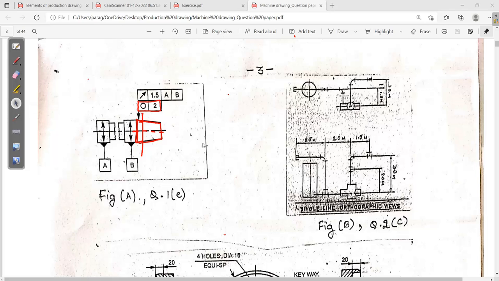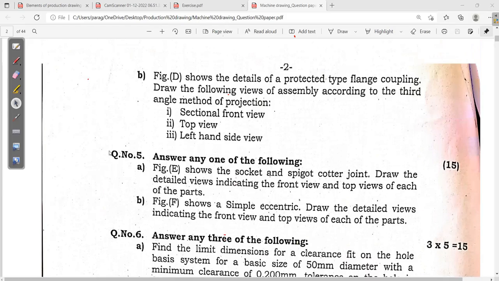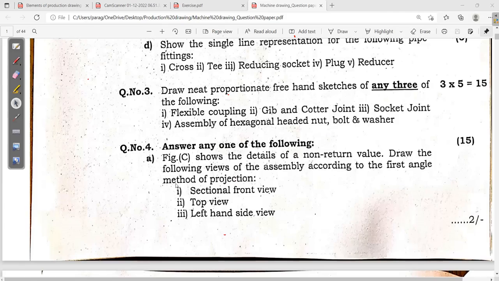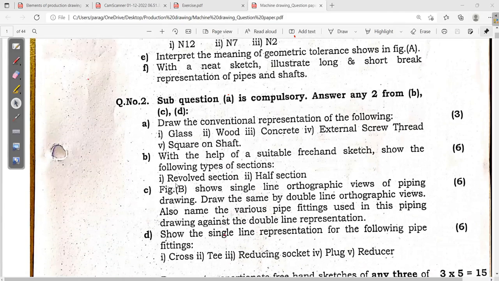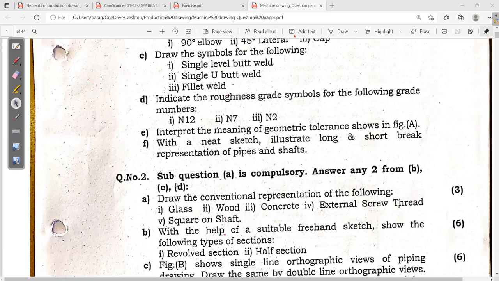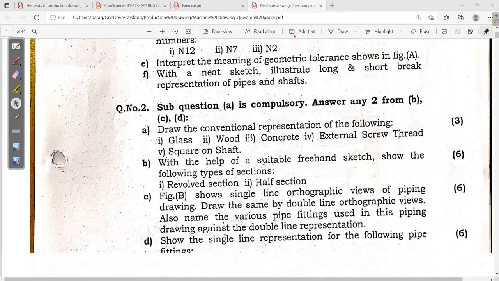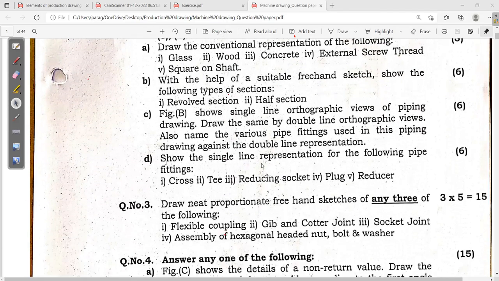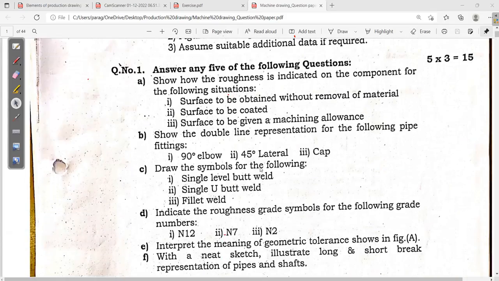So next question. Next question. With a neat sketch, illustrate long and short break representation of pipes and shaft. This question came, so long and short break representation of pipe and shaft, you should study everything. So next, nothing is there.